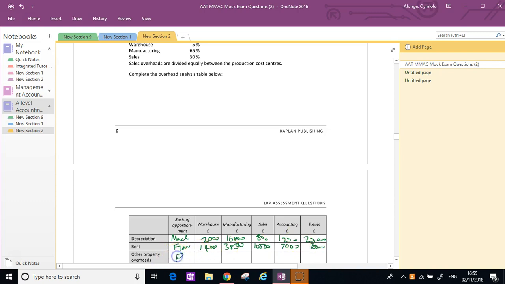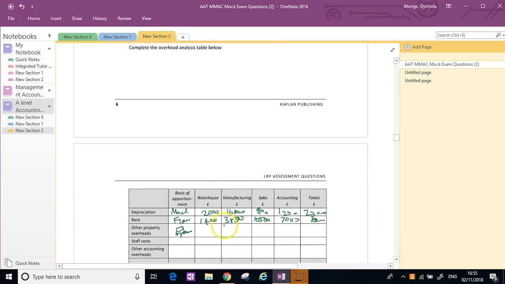Property overheads, we used floor space as well, because it's property, your overhead, so maybe light and heat, and you could probably argue that floor space is what's driving it as well. When you do that, you have 5,000, you will have 13,750, you will have 3,750, you will have 2,500, giving you a total of 25,000.